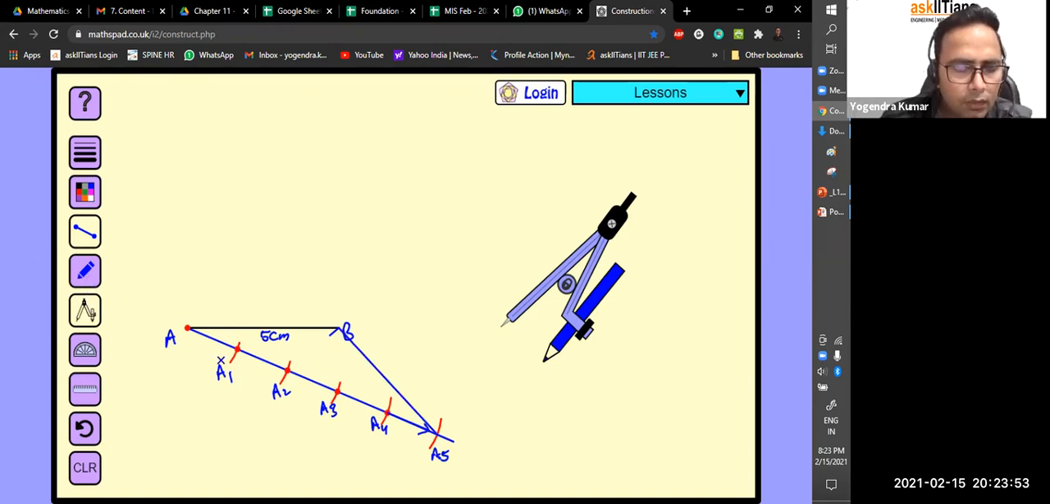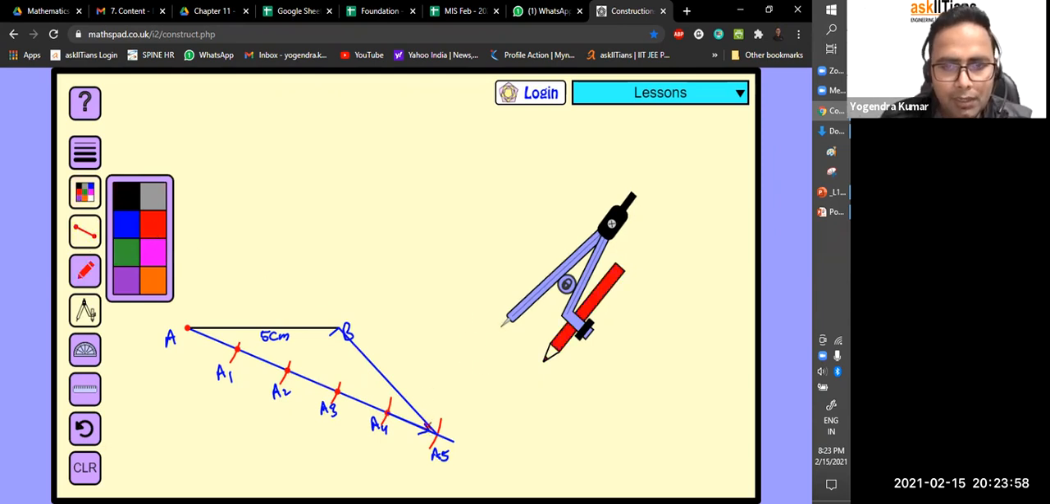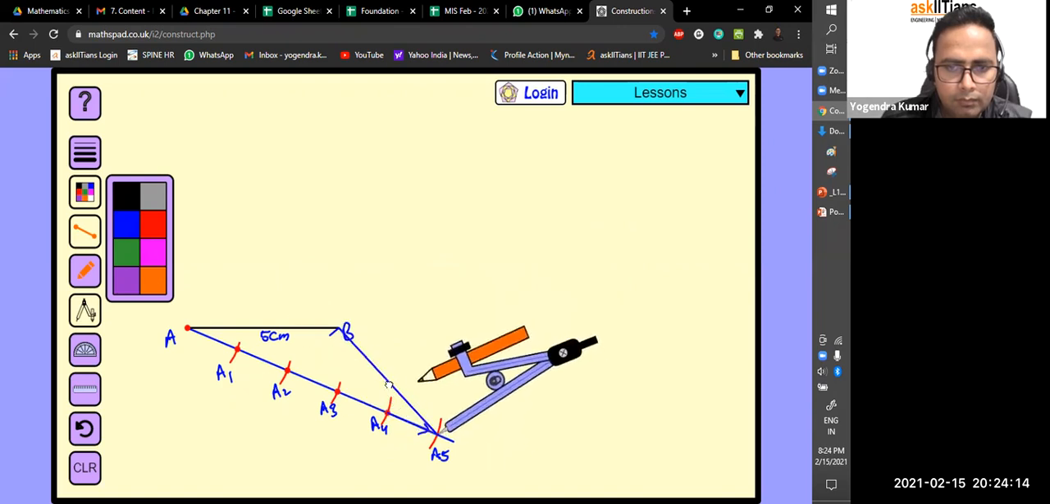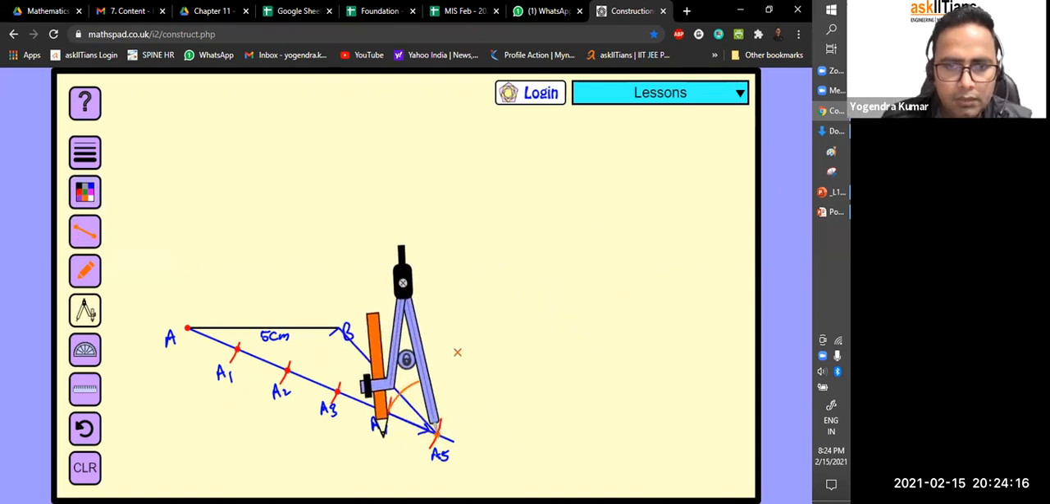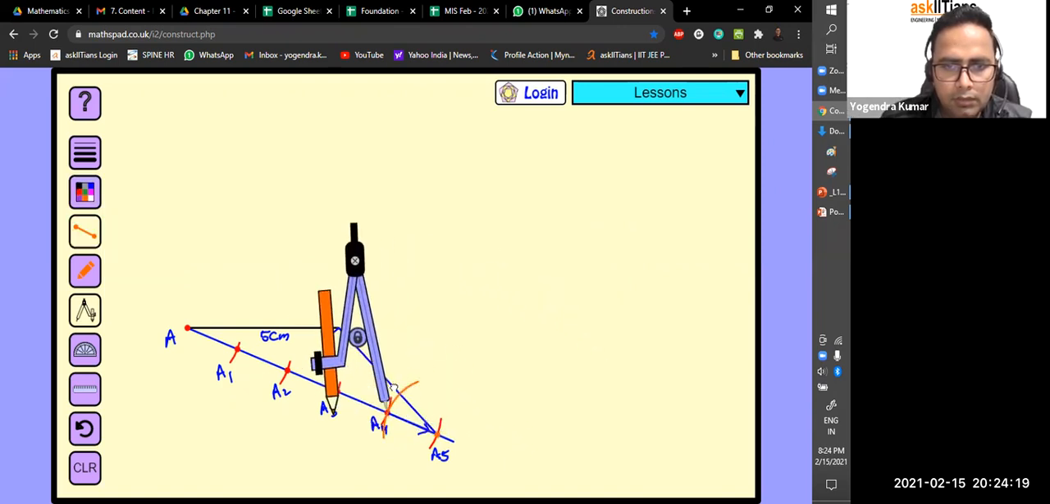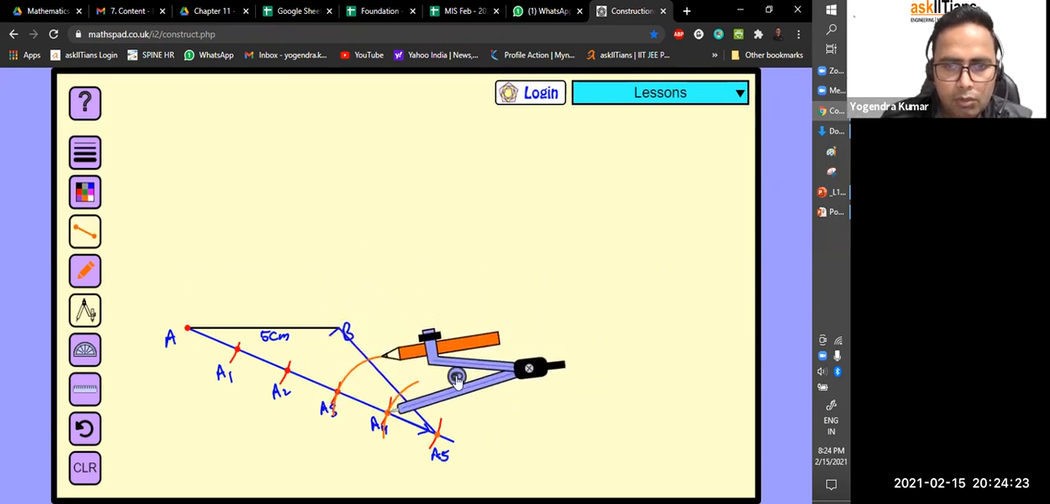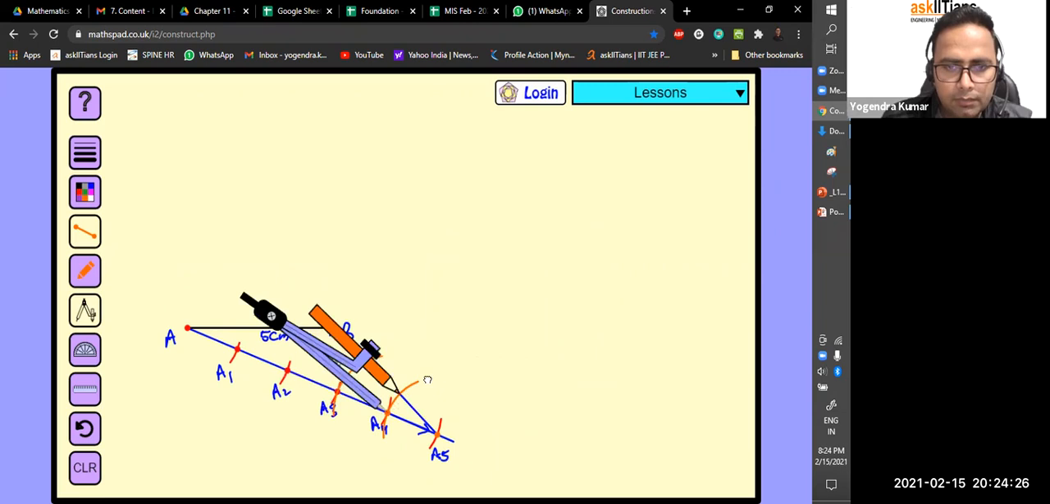Now, as I said, I want to draw a parallel line to B5 from A4. So let me take an arc here. I'm making an arc here. Now the same arc I can make here also. And now I want to measure how much this is.